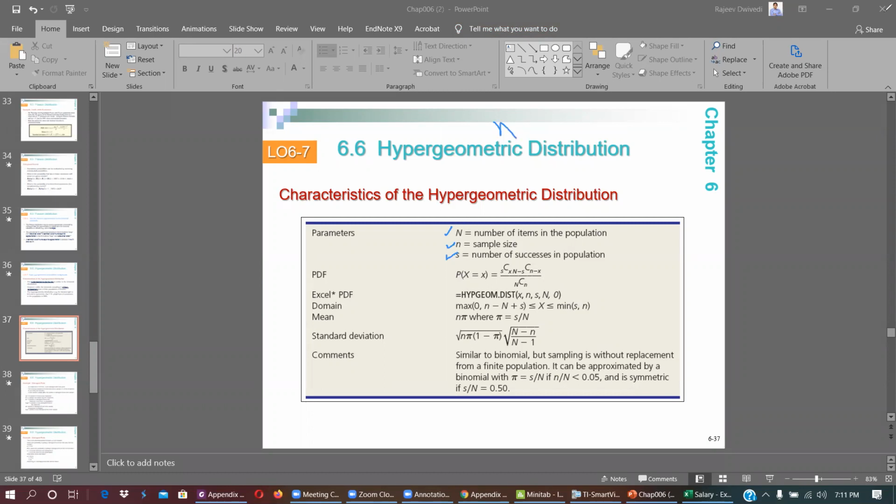Now here you have capital N, which is the size of the population. Let's say out of 60 students you are picking 5 students. So 60 is given, 5 is given, then you can blindly use this distribution. Now I go here.